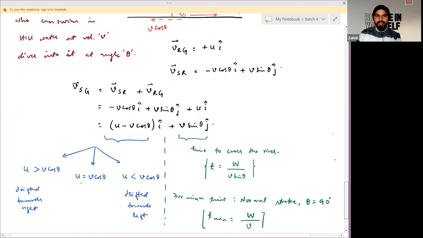But in this case, if v cos theta equals u, it means there will be no drift in position, and the swimmer will reach just opposite, perpendicular to the starting point. So you'll say no drift, or it will also be termed the shortest path.